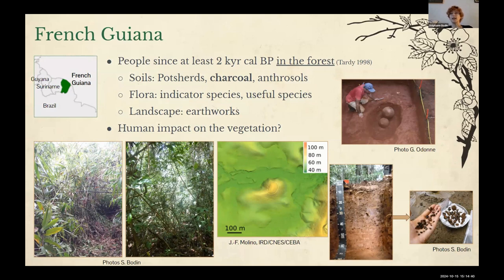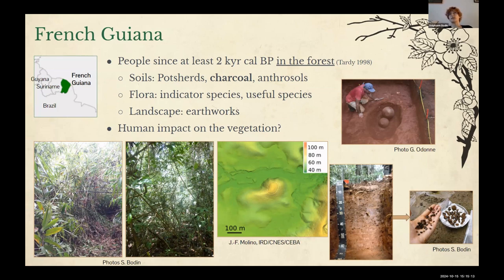And so far, there was mainly archaeological research on the coast. And on the coast, we know that people were there since at least 7,000 years. But in the forest, we have evidence only since 2,000 years. And we found in the forest that there is evidence of human impact and occupation in the soils. There are a lot of potsherds, there are a lot of charcoals in the soils, and there are anthrosols.